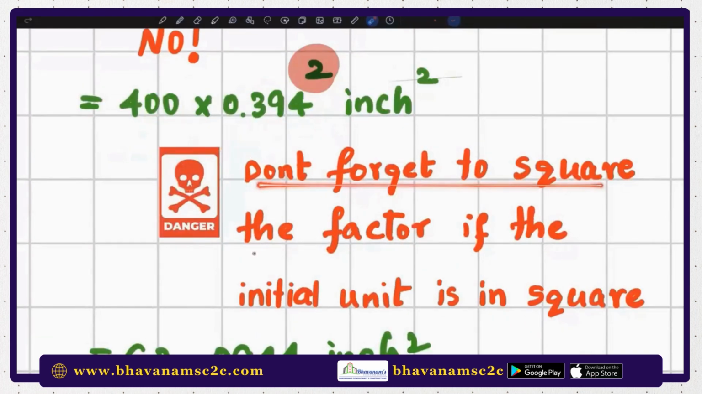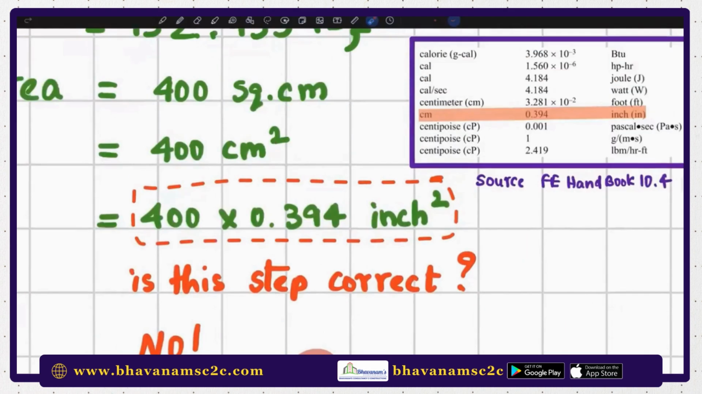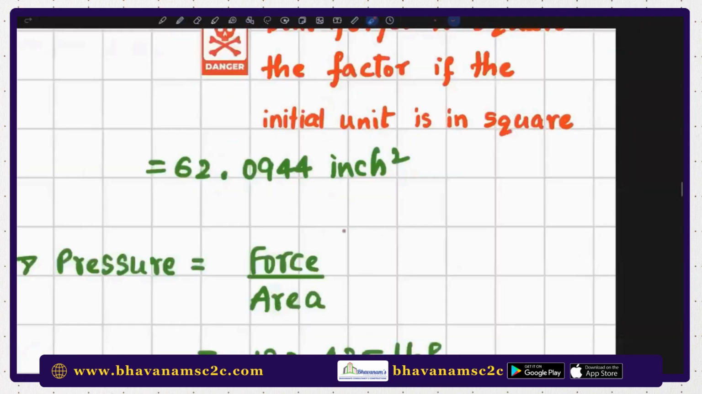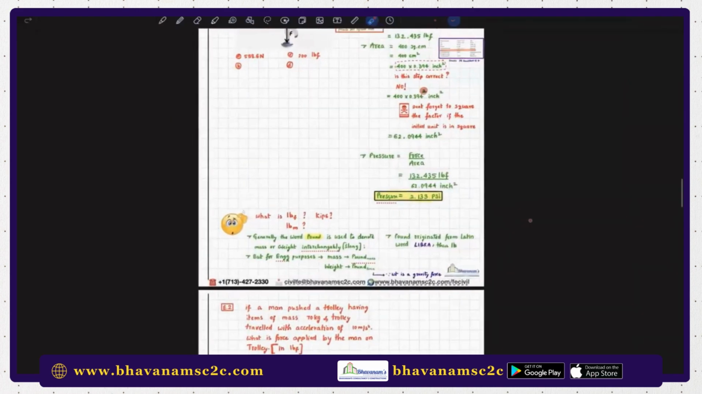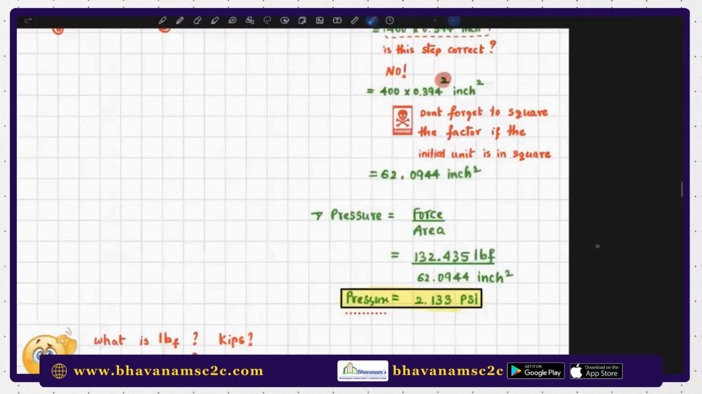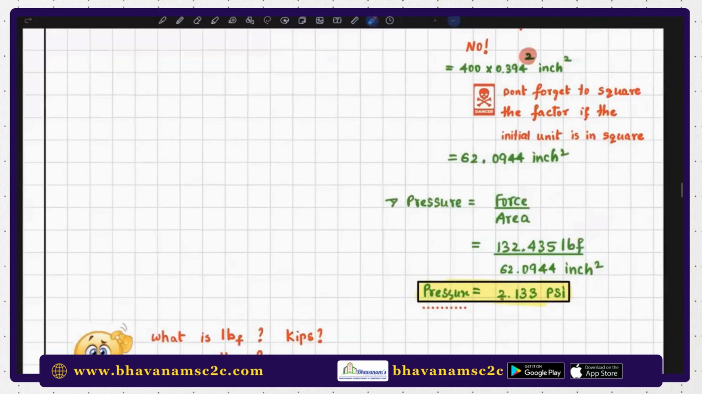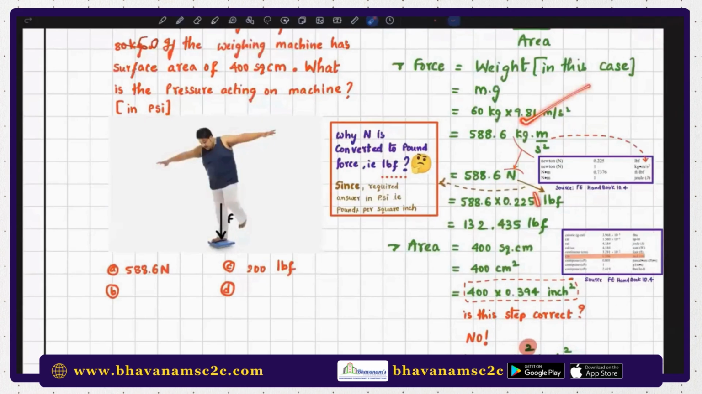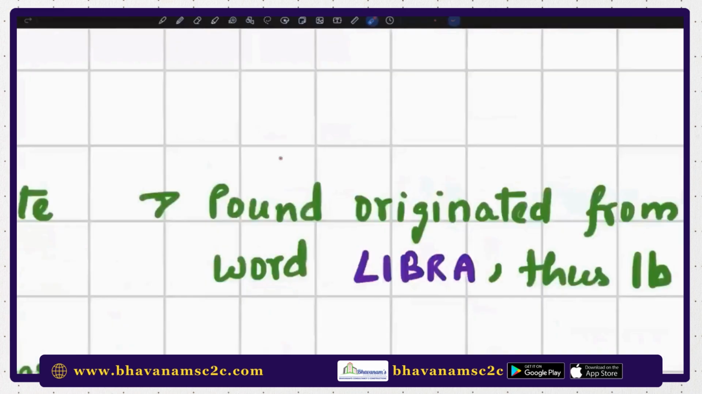So don't forget to square the factor if the initial unit is in square. My initial unit is in centimeter square, so to get the final unit, you have to multiply by 0.394 whole square. That is the thing you have to remember. Now, the next step is very simple. The final step is force by area in pound force by inch square. You will get the answer as 2.133 pounds per square inch. So that is how you have to keep importance on units and conversions, and the handbook has very clearly mentioned all the conversions. Coming to the next case.